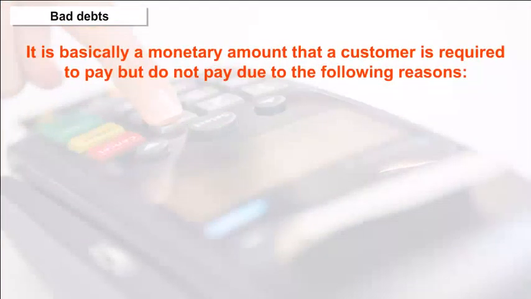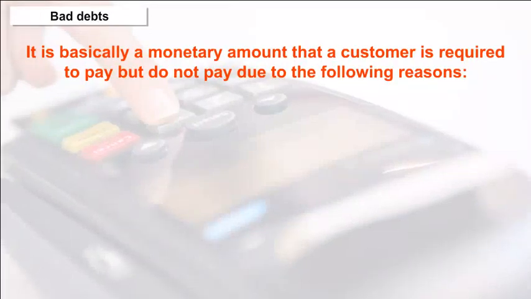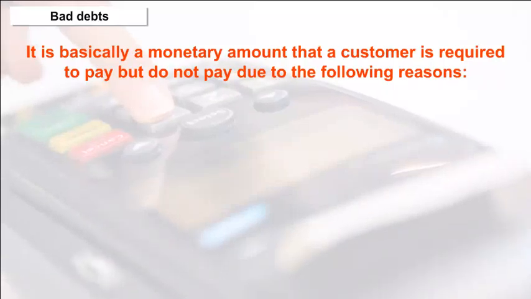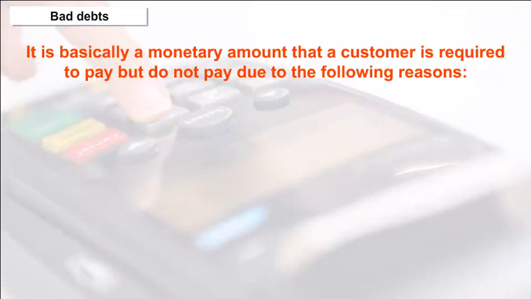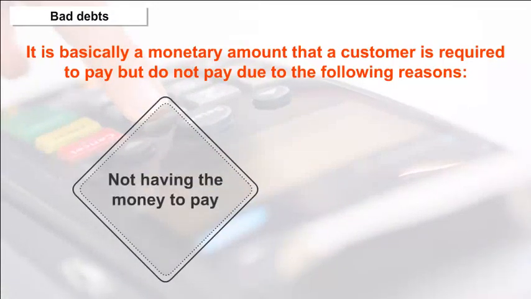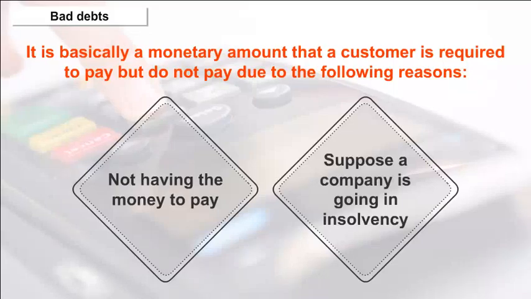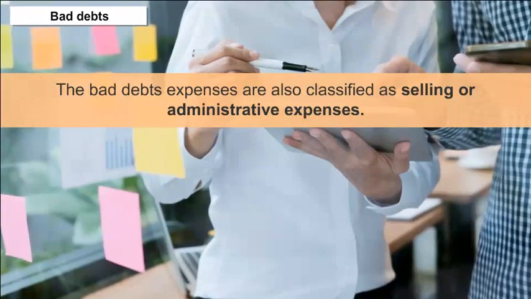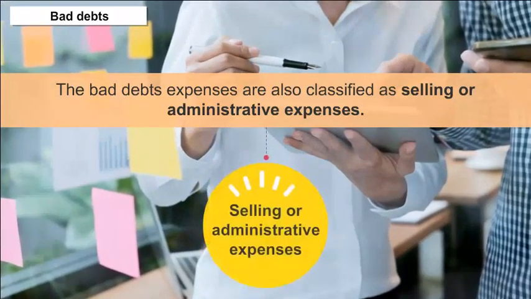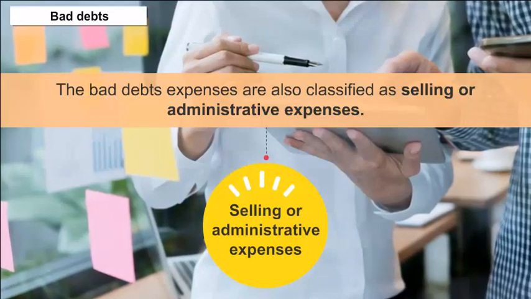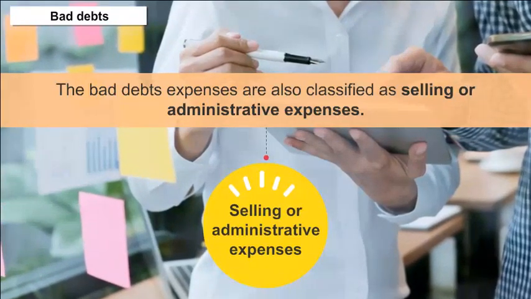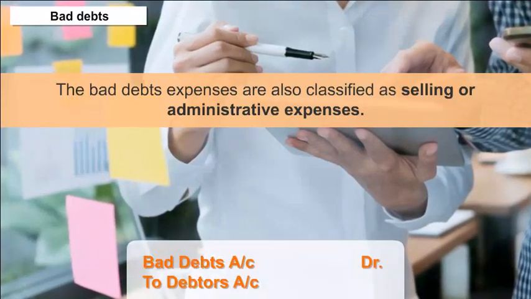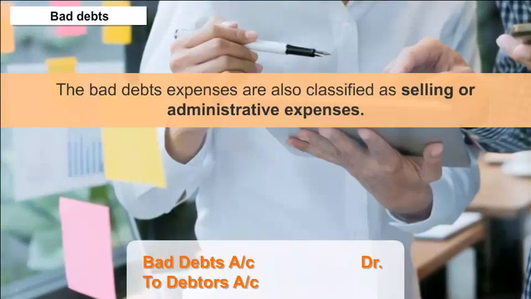It is basically a monetary amount that a customer is required to pay but does not pay due to the following reasons. Not having the money to pay. Suppose a company is going into insolvency. The bad debts expenses are also classified as selling or administrative expenses. The entry for bad debts accounts is done as bad debts account debited to debtors account.